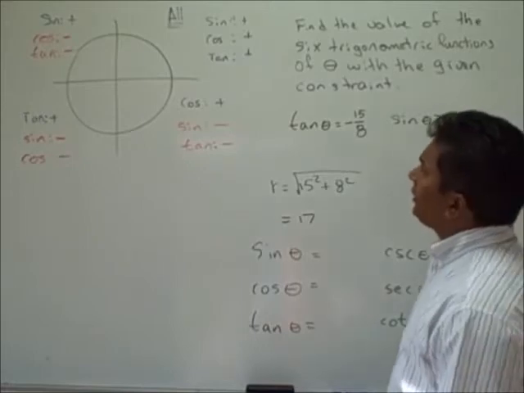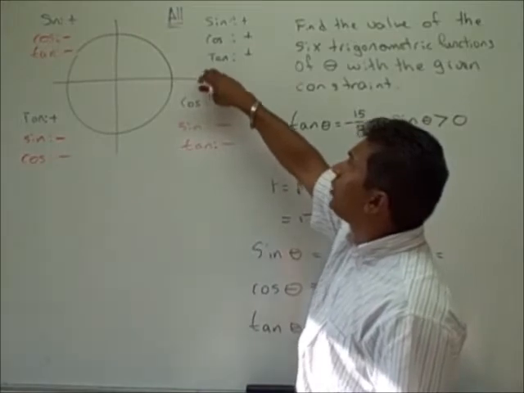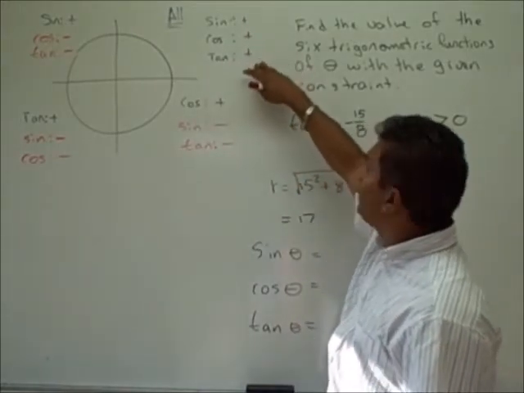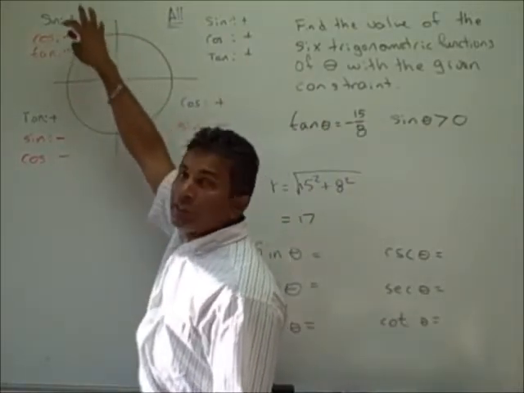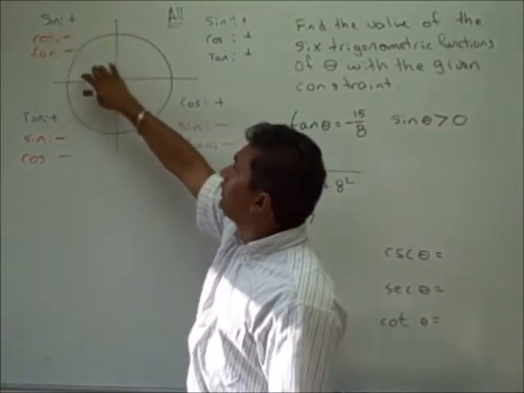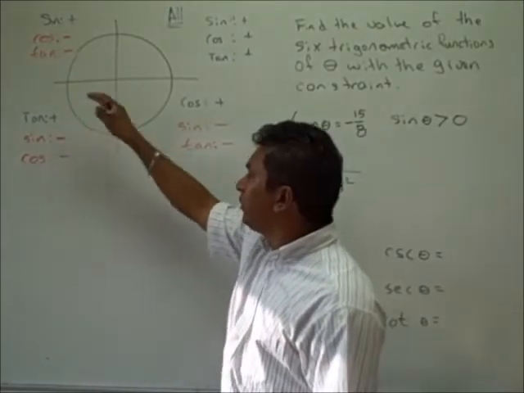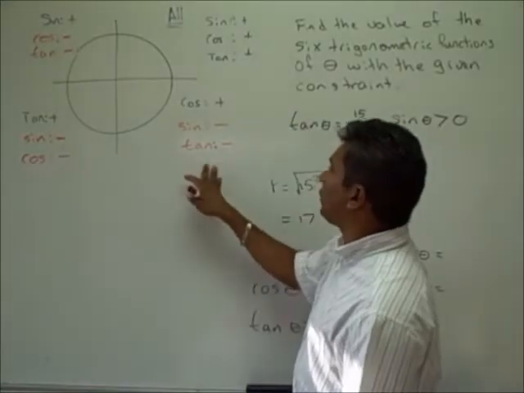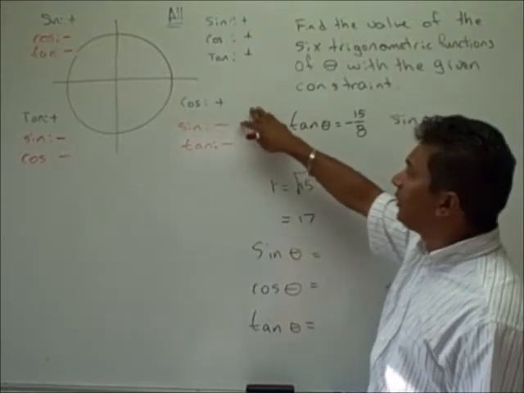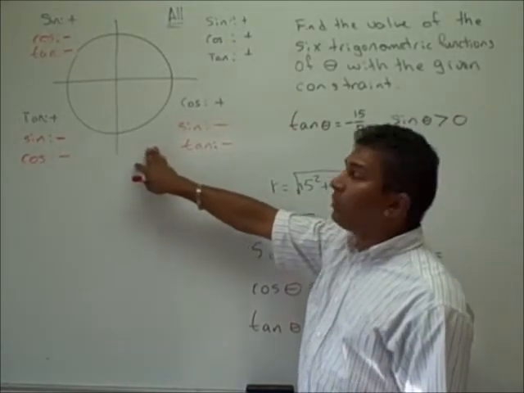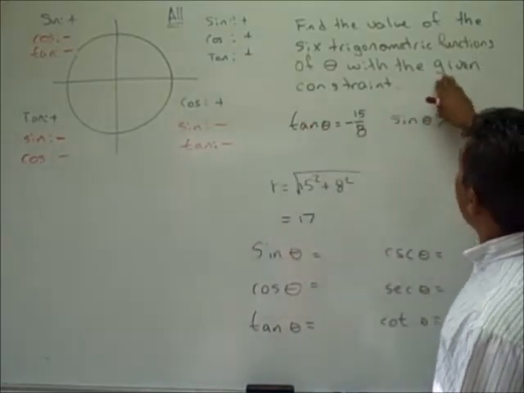Recall from our previous section that we said in the first quadrant, all trig functions are positive. So sine, cosine, tangent, and their inverses are positive. In the second quadrant, only sine and its inverse are positive. Everything else is negative. In the third quadrant, only tan and its inverse are positive. Everything else is negative. And in the fourth quadrant, only cosine and its inverse are positive, and everything else is negative.